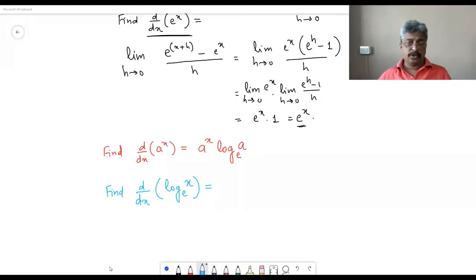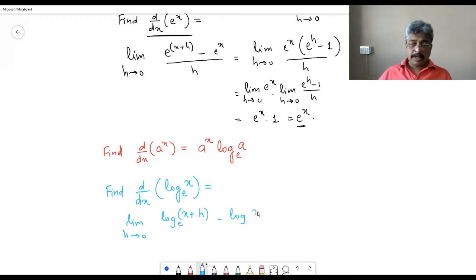Okay, so let us use the first definition again, x plus h value. So this is equal to the limit h tends to 0 of f of x plus h, that is log of x plus h to the base e, minus log x to the base e, upon h, right?